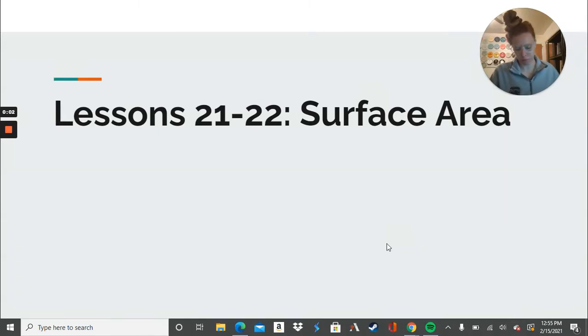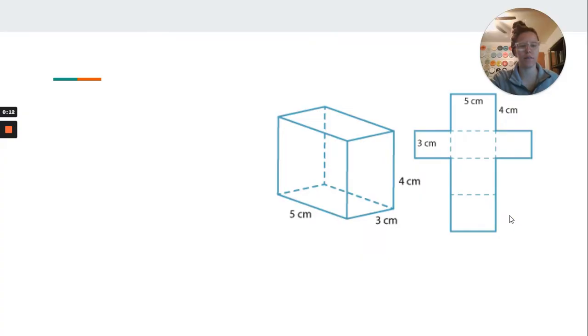Seventh graders, the last few lessons we've been looking at area. So today we're looking at lessons 21 and 22, which deal with surface area. Surface area is the area of a 3D shape. So you're looking at the area of each surface.